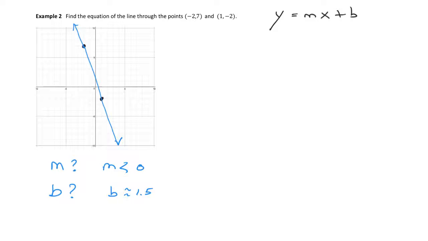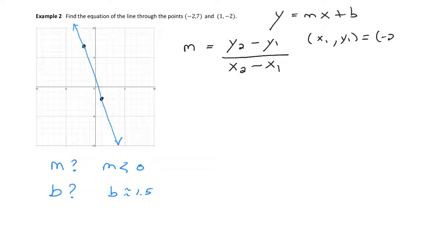So let's start by figuring out the slope first. You could count this right off of the grid, but maybe I'll just plug this into the formula for slope, since we haven't used it yet this lesson. All right, I'm going to label my points. I'll call negative 2, 7 x1, y1, and then x2, y2, I'll use 1, negative 2.